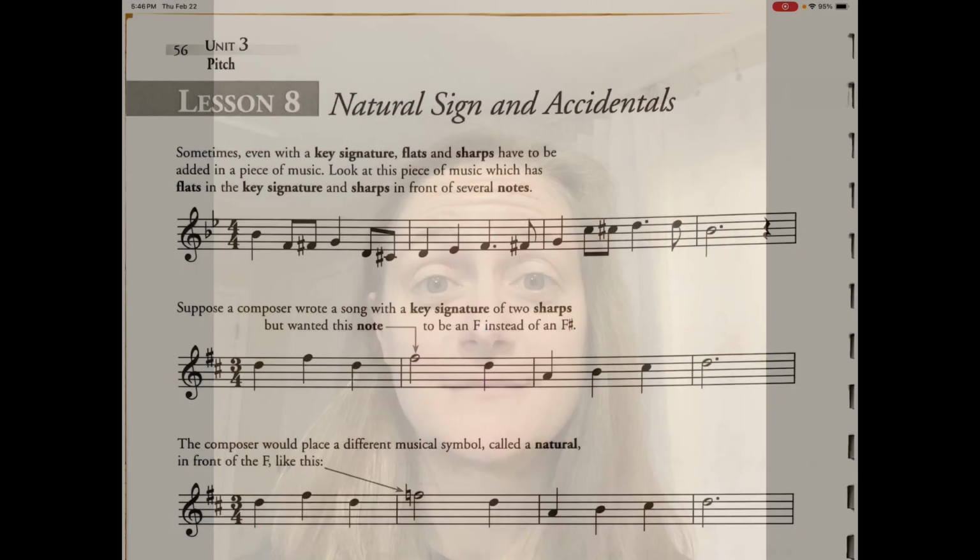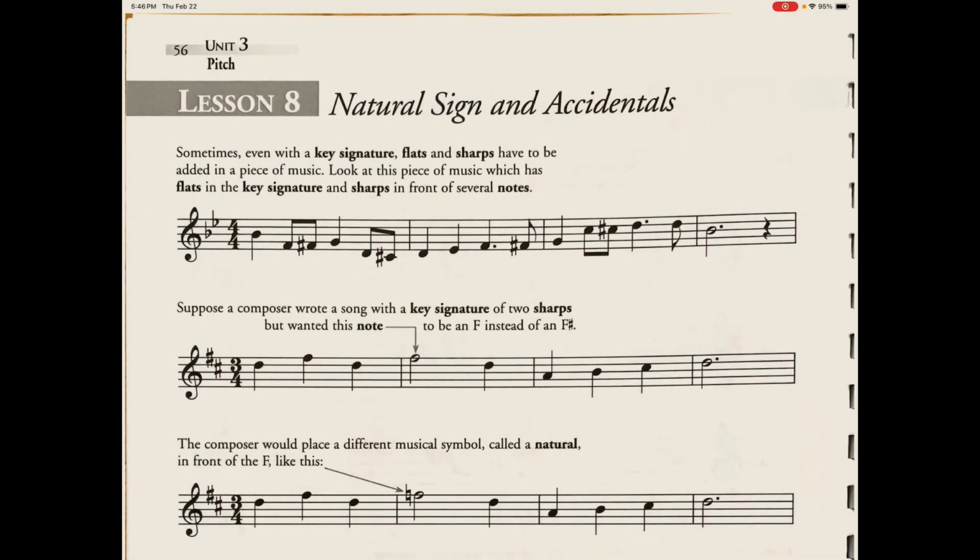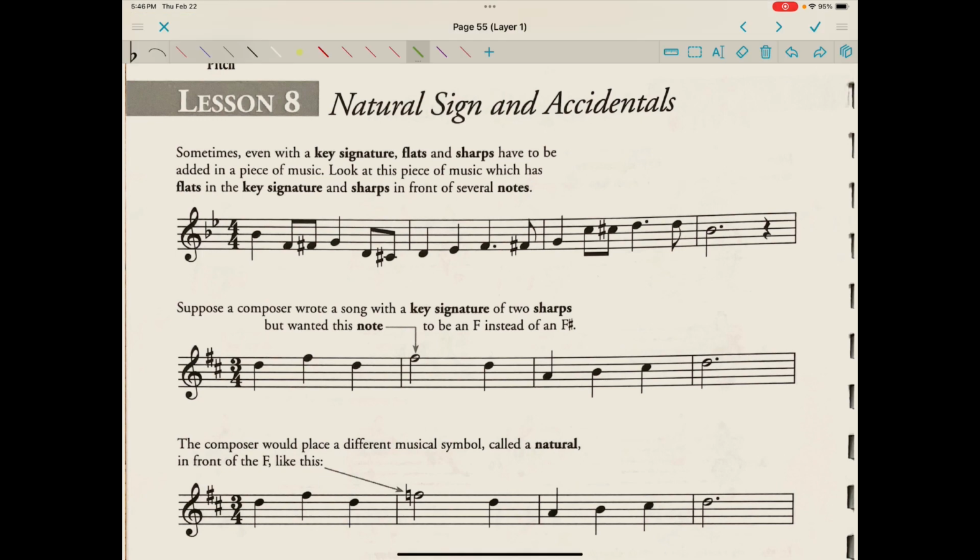This is lesson 39, and we'll be discussing the natural sign and accidental. Turning to J. Albrecht's Ready to Read Music. We're in Unit 3, which is our pitch unit, Lesson 8, Natural Sign and Accidentals. Sometimes, even with a key signature, flats and sharps have to be added in a piece of music.